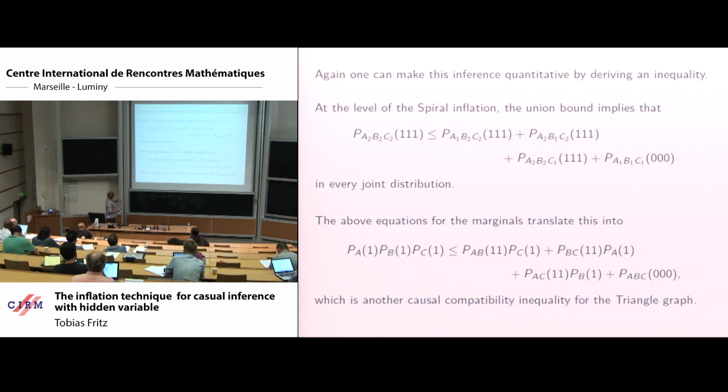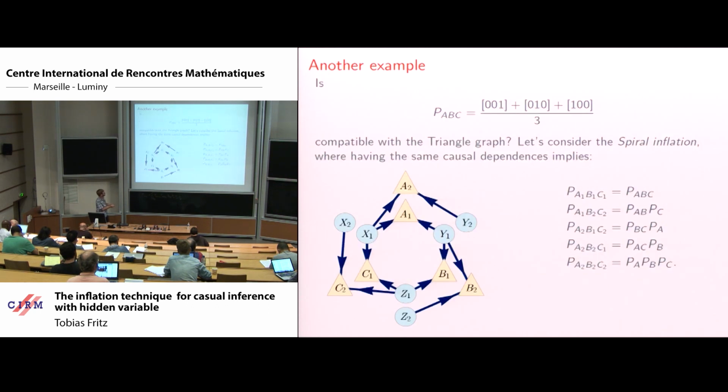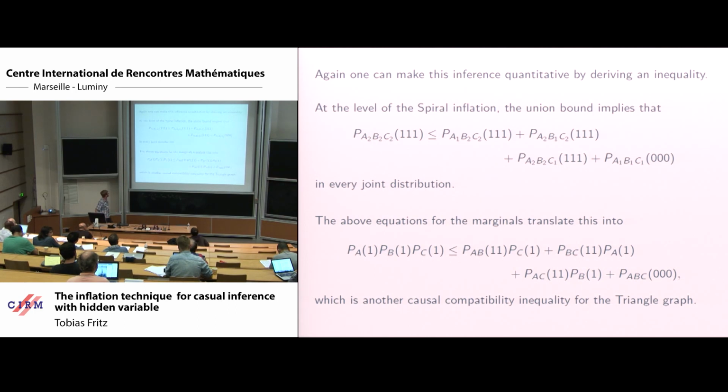Okay. And again, we can make this quantitative now by deriving an inequality. This follows pretty much the same lines of thought by now writing the union bound explicitly as an inequality for these events, and again substituting these known marginal distributions on the right-hand side, thereby expressing them in terms of the original given distribution PABC for which we want to find bounds. Yeah, and that's how we arrive at this inequality. And so this is another causal compatibility inequality for the triangle graph.